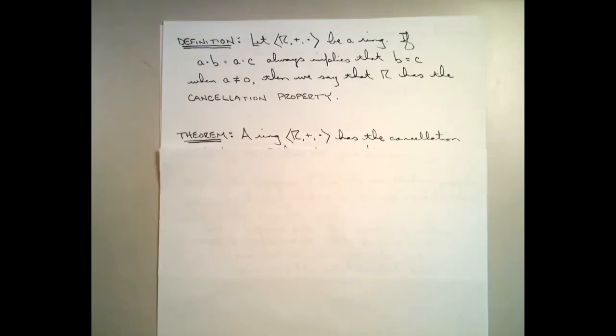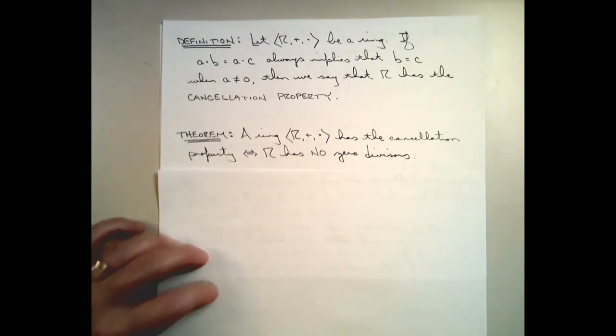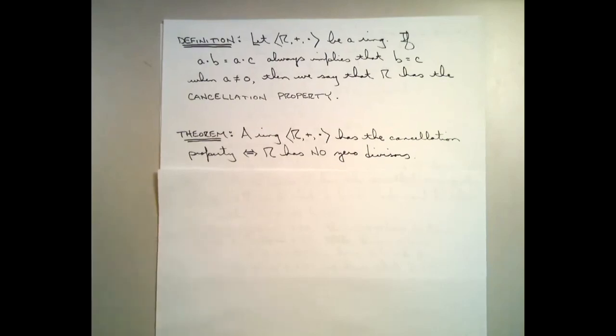Okay, so it turns out that this notion of the cancellation property and this notion of zero divisors are related very, very strongly. Turns out that if a ring has the cancellation property, then it doesn't ever have zero divisors. And the other direction is true as well, right? If R has no zero divisors, it turns out that R has the cancellation property. And so we'd like to prove to you that this is the case. We're going to start by assuming that R has the cancellation property and prove that it has no zero divisors. So let's see. So we're assuming R has the cancellation property.